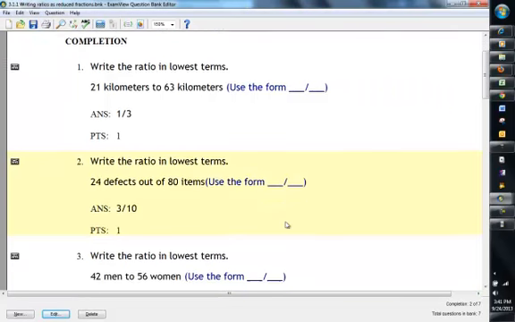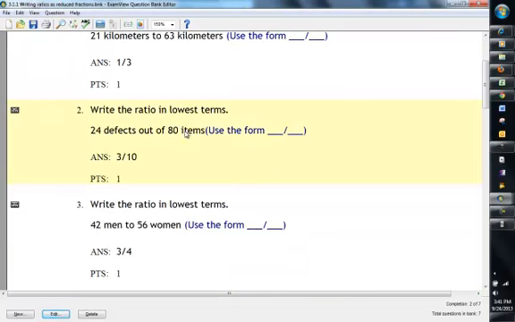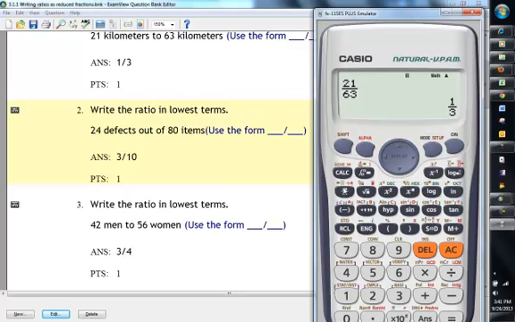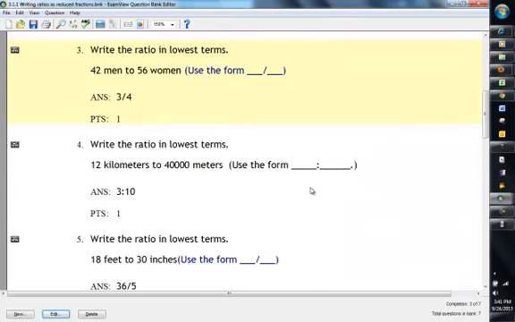Next one. 24 defectives out of 80 items. So the ratio is still a count. It's 24 out of 80, which would be 3 out of 10. 42 men to 56 women. 42 to 56 is 3 to 4.